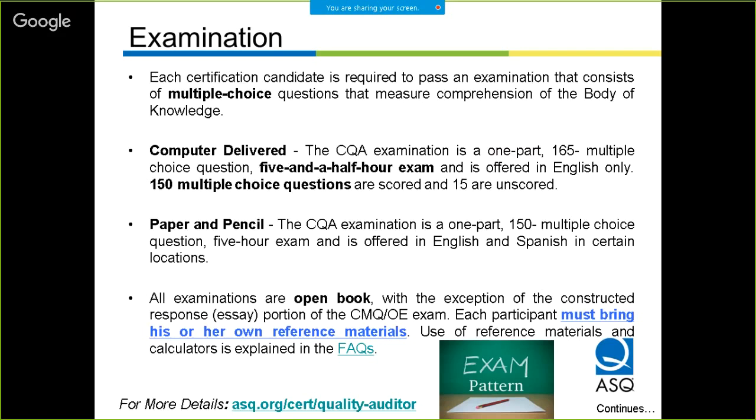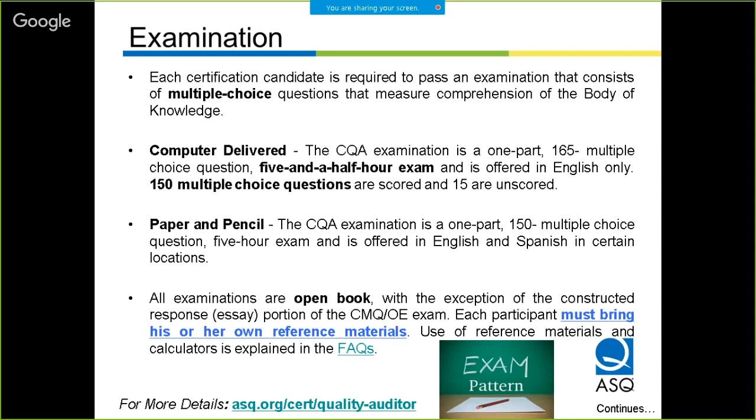All examinations are open book with the exception of the constructed response portion of the Certified Manager of Quality Operational Excellence exam. In this context, the exam is an open book exam, which means you can take your reference materials to the exam hall and refer to them while answering the questions. Each participant must bring his or her own reference materials. Please note, you have to bring the reference material which you need during the exam.